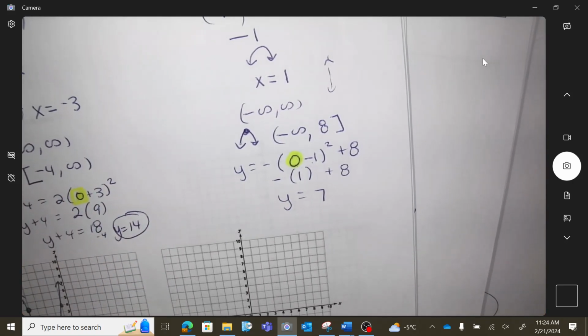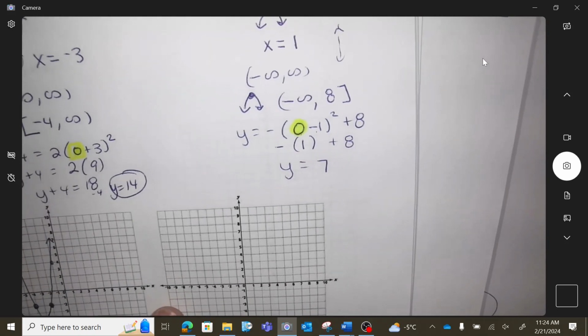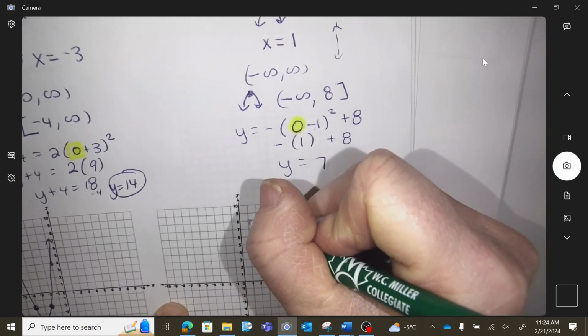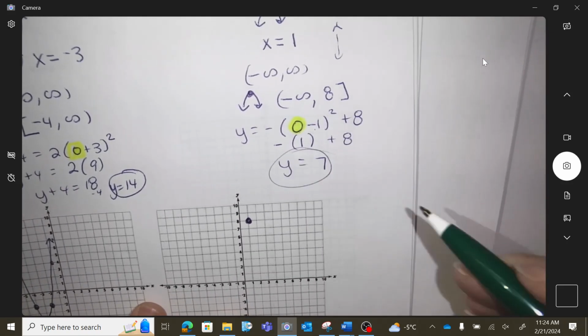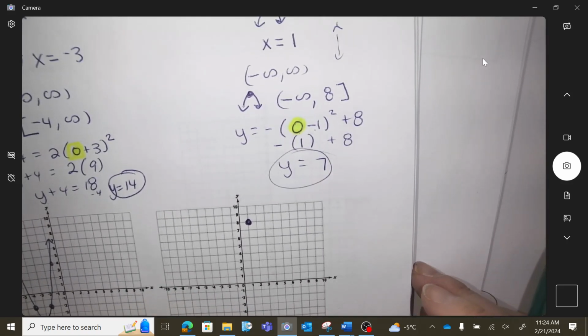Careful with the stuff there. That one could be a little tricky with the negative sign. Make sure you're doing it right. Seven.